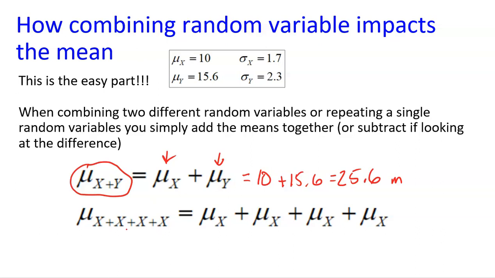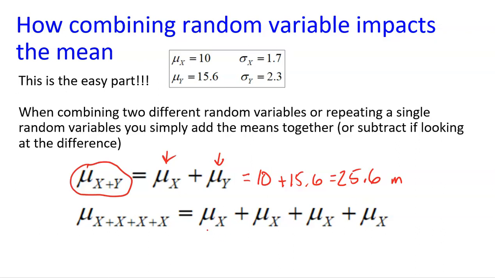Now, if I'm going to repeat random variable x 4 times, so I'm going to do random variable x once, second time, third time, fourth time, maybe this represents like how far somebody can throw a shot put or something, and person X can throw it on average 10 meters, so they're going to throw the shot put 4 times, and we're going to add together to get their total distance.